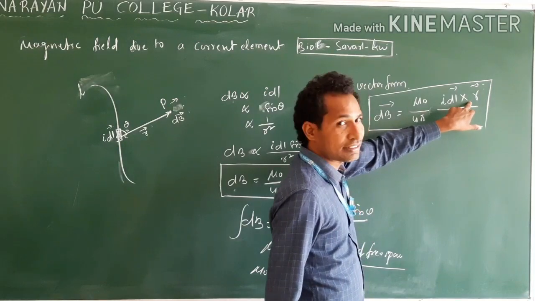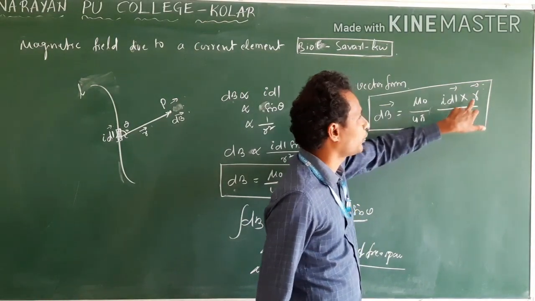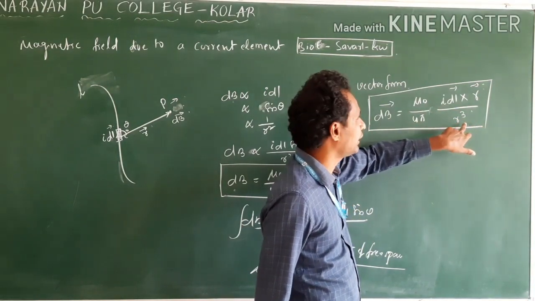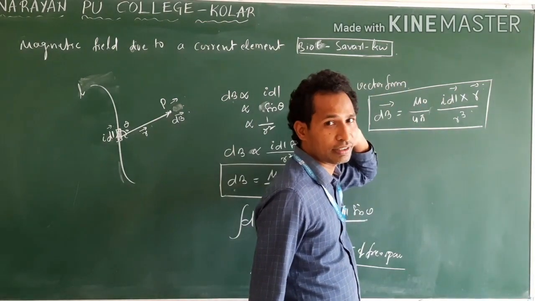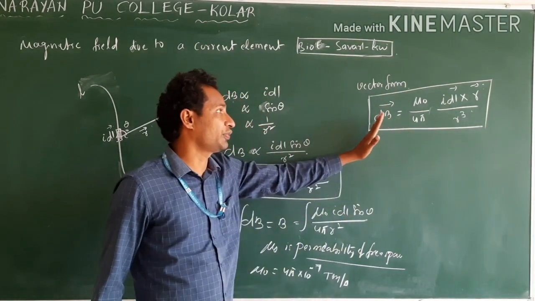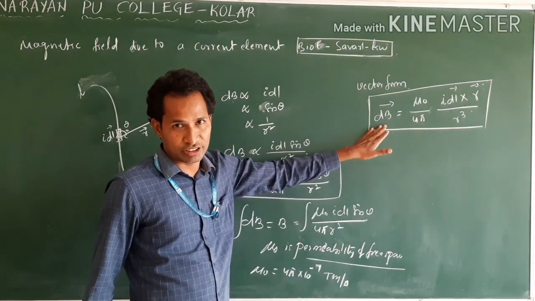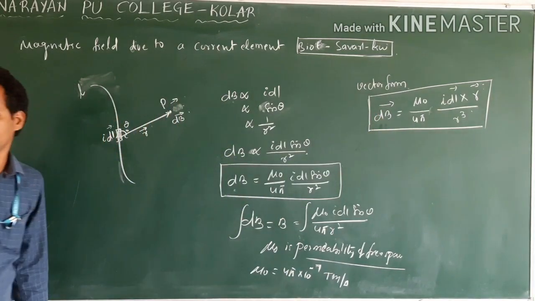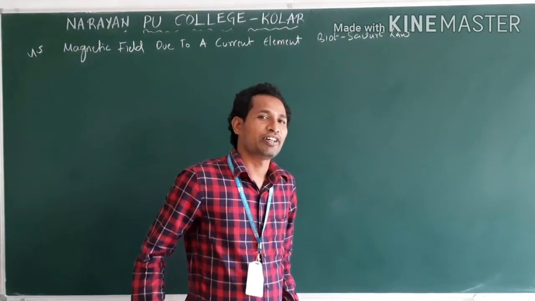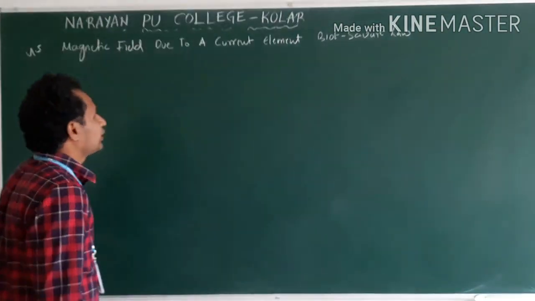I dl r sin theta by r cube. One r gets cancelled, you will get r square. Understand? The vector form is very important. See this properly. Remember this formula. Clear? Okay, we have seen Biot-Savart law.